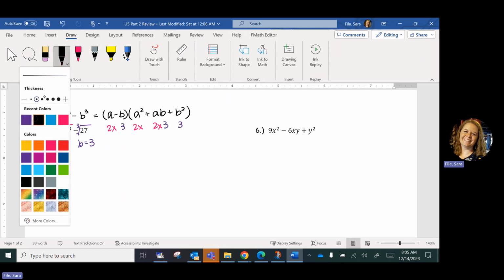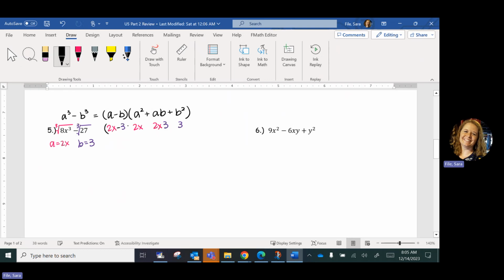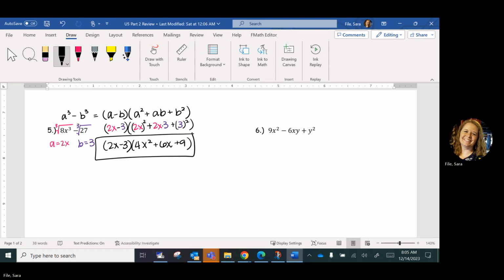And then I have to remember the operations that are happening. This is being squared. These are being multiplied. This is being squared. So the 2x minus 3 stays 2x minus 3, but here, 2x squared. The 2 is squared and the x, so that becomes 4x squared. Here, 2x times 3 would be 6x, and 3 squared would be 9. And that's your answer. So those special cases are a little different.